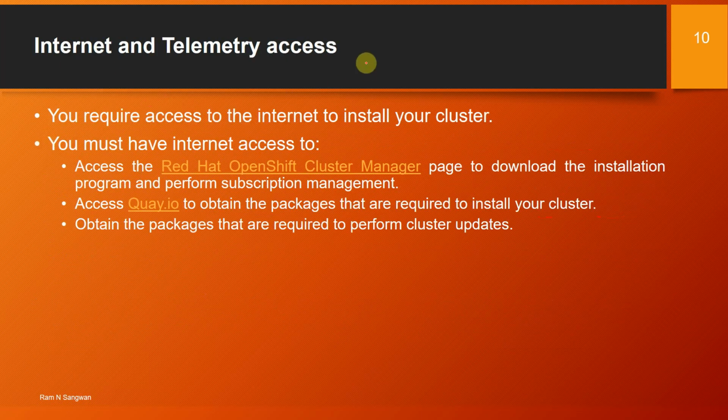Then internet and telemetry access. You require access to the internet to install your cluster. You must have internet access to access the Red Hat OpenShift Cluster Manager page, which is cloud.redhat.com/OpenShift, to download the installation program and perform subsequent subscription management.